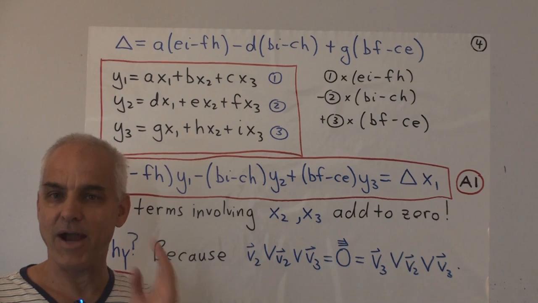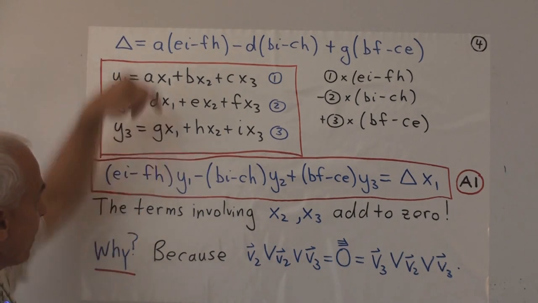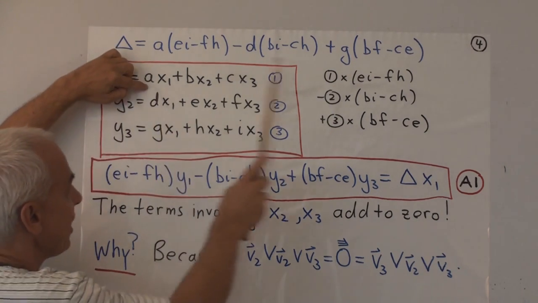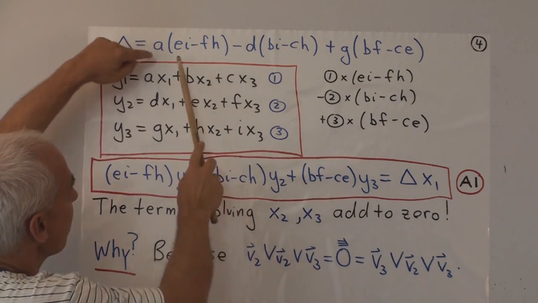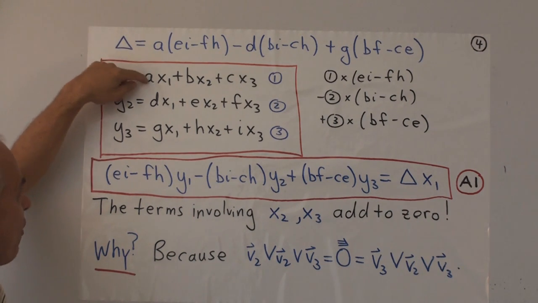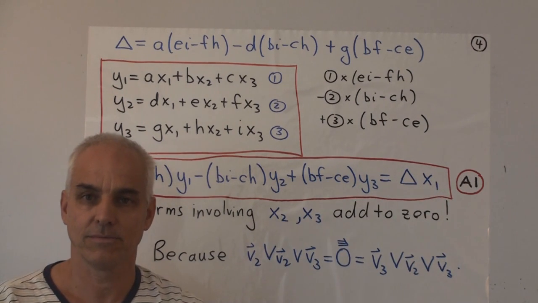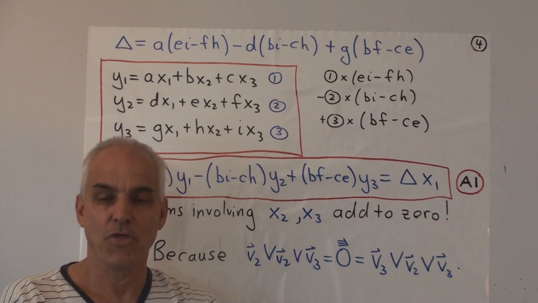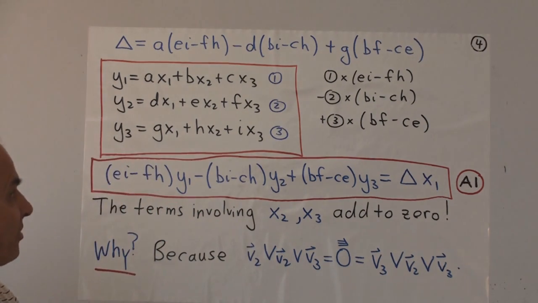And now what happens on the right-hand side is really cute. The coefficient of x1, what does it become? Well, we're taking a times this minus d times this plus g times this. We've arranged it so that that's exactly delta. So the coefficient of x1 that appears is delta, so we get delta times x1. And I claim that's all that appears. There are no x2 terms and there are no x3 terms after we add them all up.